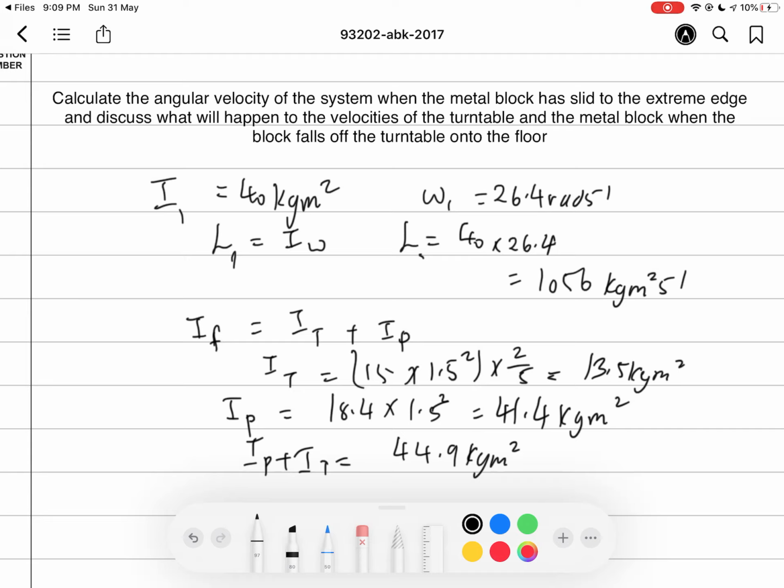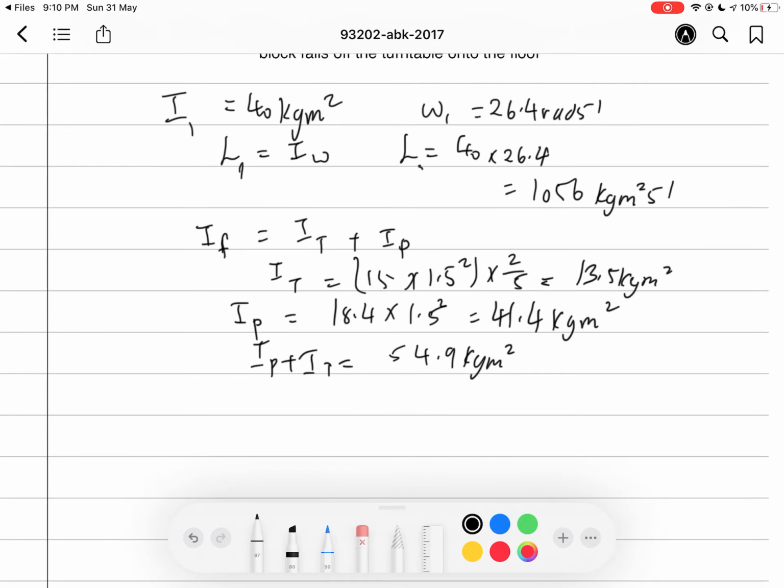44.9, that's right, okay. Is that 44? Let me double check this. What, 18.4 times 1.5 squared? 41.4. Oh, sorry, that's 54.9. What am I doing? Sorry, guys. Okay, so 54.9 kilogram meters squared.